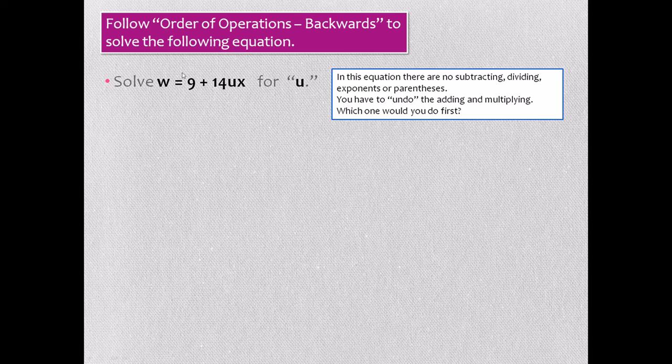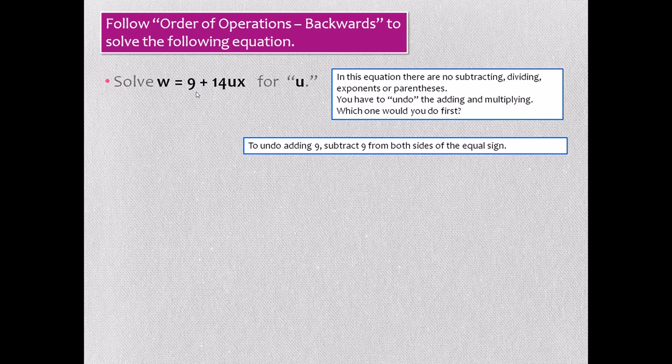Okay, so I have adding and multiplying. So order of operations backwards states I have to get rid of the adding first. So the opposite of adding 9 is to subtract 9 from both sides of the equal sign. So I have to subtract 9 from my w, and I'm going to subtract 9 from 9, and 9 take away 9 is 0. So I have w take away 9 equals 14ux. Now, my job is to get that u alone.